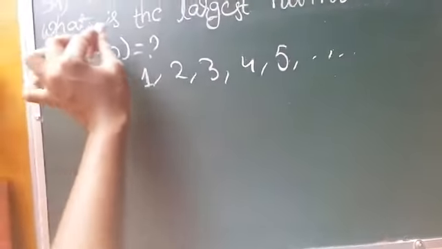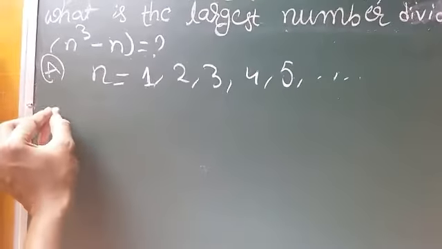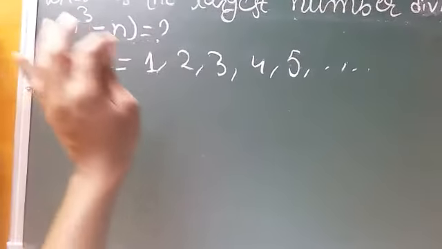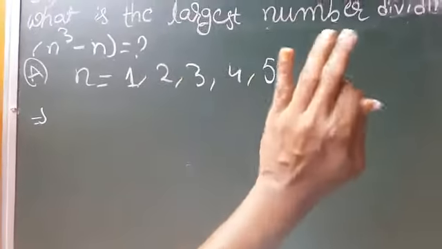Next, what is the largest number dividing n³ - n? That means here we have to find the number which divides n³ - n. That number should be the largest number.